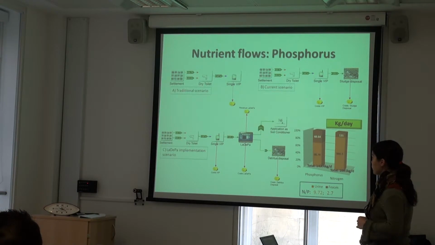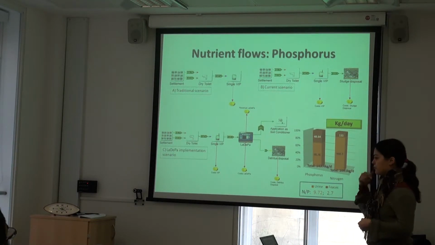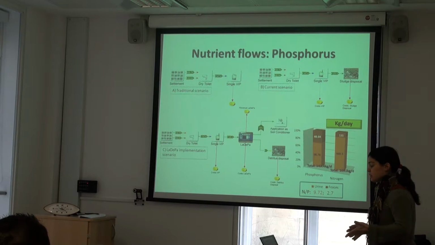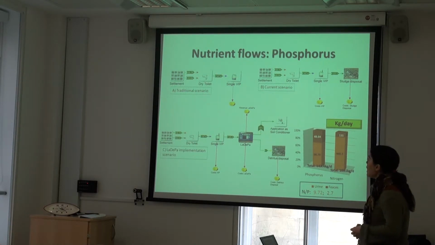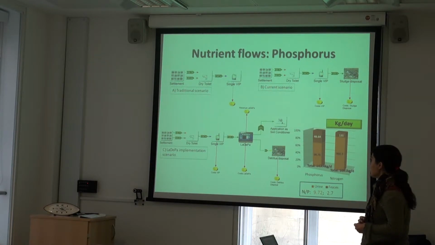Here we see phosphorus. Phosphorus is even more interesting than nitrogen, because nitrogen you can fix from the atmosphere, so it's possible to generate it. But phosphorus, we all know that the resources are limited, and it's getting more and more expensive to mine because it's becoming more and more rare. And there is some phosphorus in the excreta, although the amount is much lesser than nitrogen.